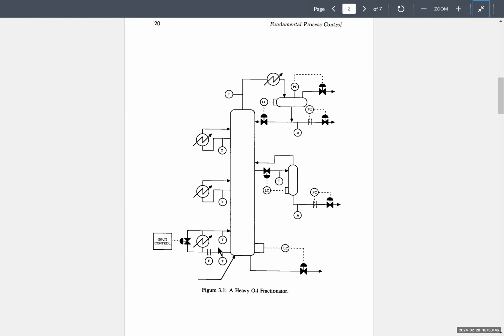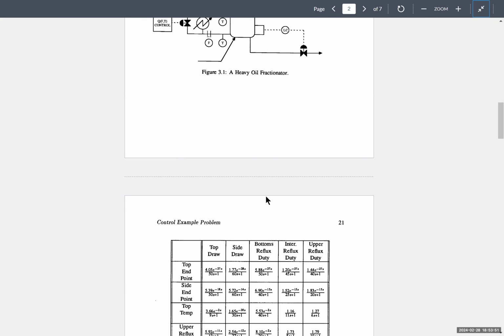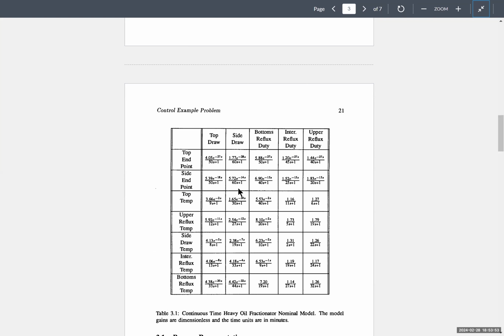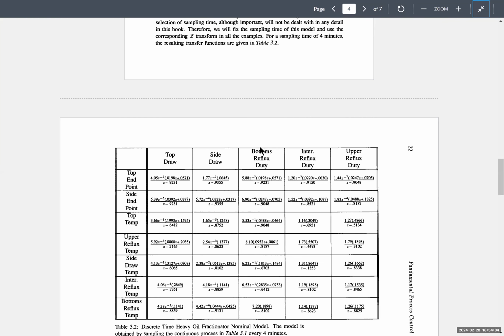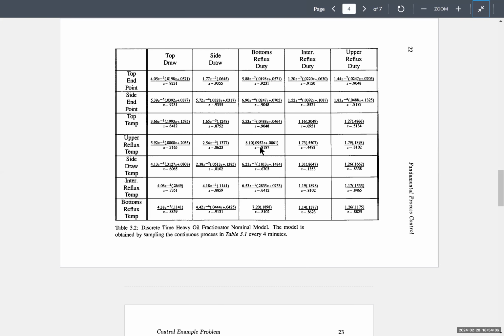This is in the schematic. You see all the control valves, the level control loops and all that. And you see here the transfer functions in continuous time. Those are all first order plus time delay. Those are from experimental tests. And you see here, they convert these into discrete time. So it's lots of algebra. You'll never, ever do this by hand. You'll have to do it once, maybe twice, so you know what software does.